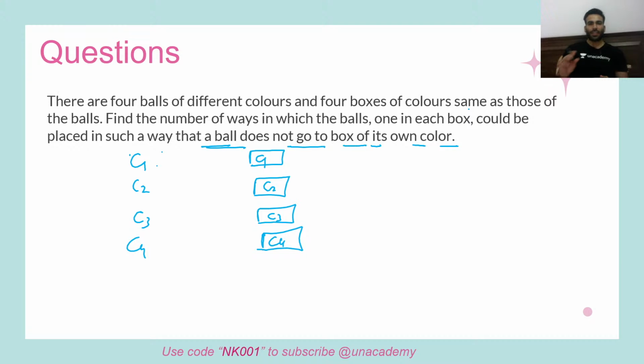So again, don't you think it's a rearrangement question? So every ball has got a corresponding box, but in this question you have to find the total number of ways when this C1 ball will not go to C1 box, it will go to some other box.